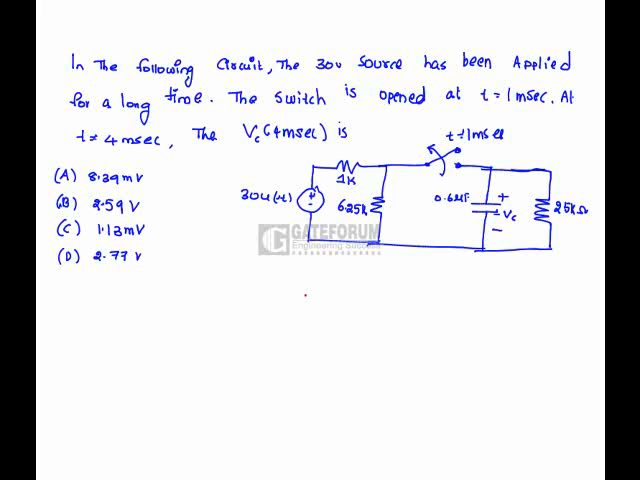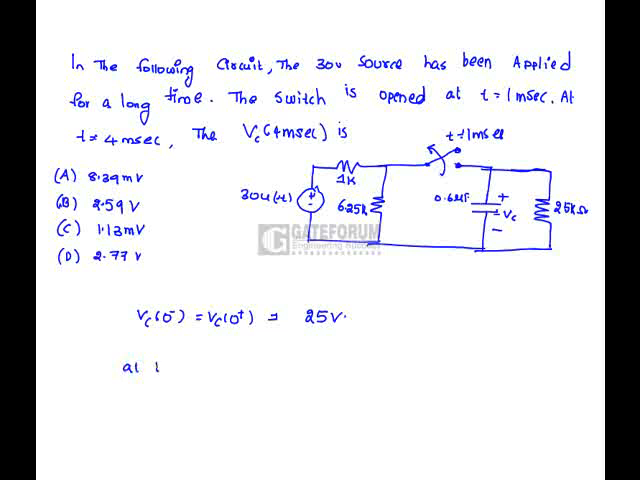In the following circuit, the 30 volt source has been applied for a long time. The switch is opened at t equals 1 millisecond. At 4 milliseconds, the voltage across the capacitor is. Here Vc of 0 minus is equal to Vc of 0 plus, which is equal to 25 volts.